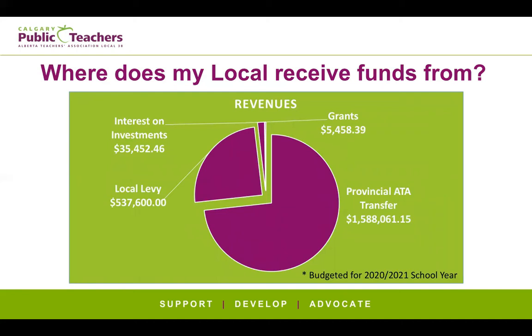Now, in terms of where the local actually gets money from, the transfer that I just mentioned from the provincial association represents the lion's share of the local's revenues. So $1.58 million on an annual basis is transferred to the local from provincial association. Most of the remaining revenue for the local comes from that local levy, and there's a very, very small amount that we receive from interest on investments and grants from the provincial association.